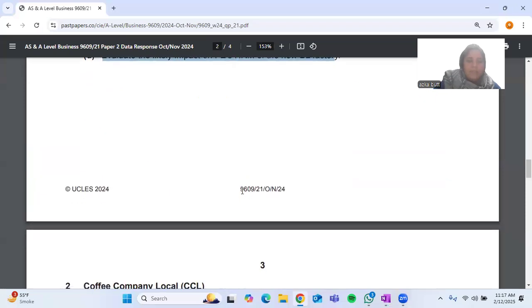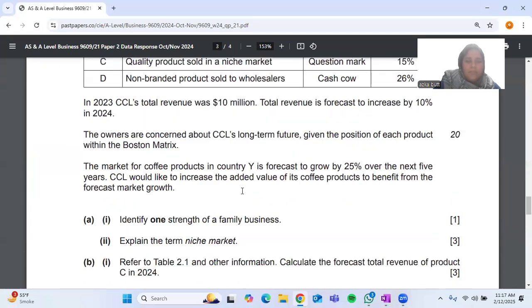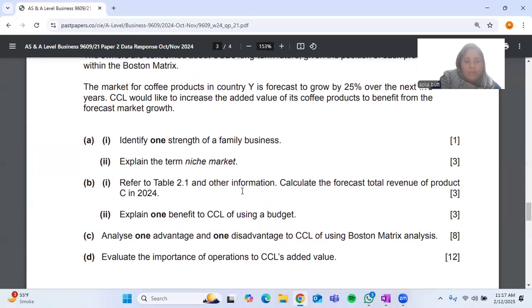Now let's see case study number 2. Here, first of all, we have to identify one strength of a family business, explain the term niche market. From table 2.1, calculate the forecast total revenue of product C in 2024. Explain one benefit to CCL of using a budget.